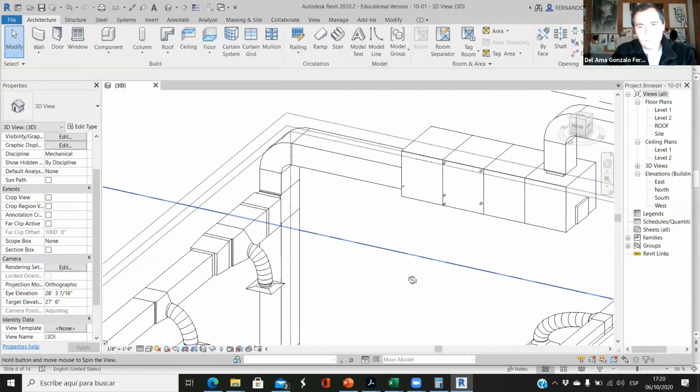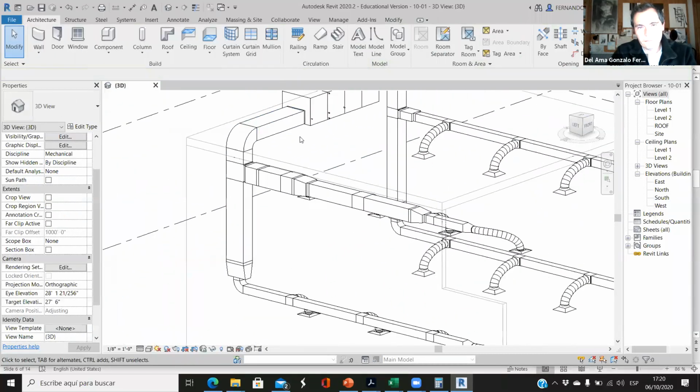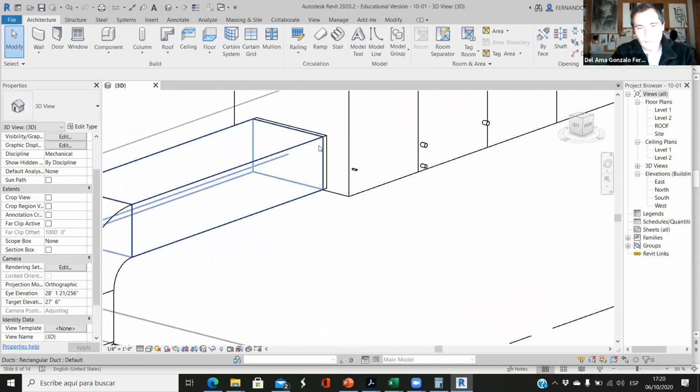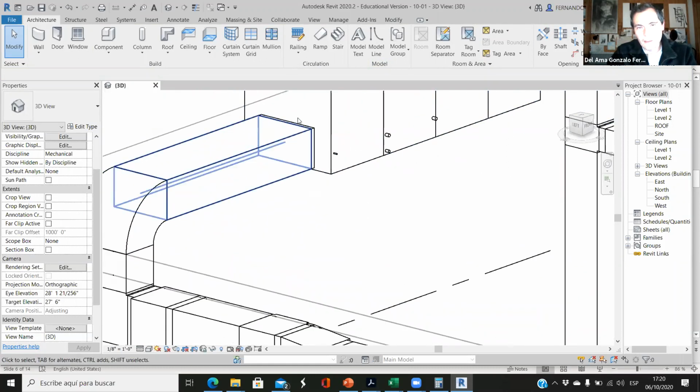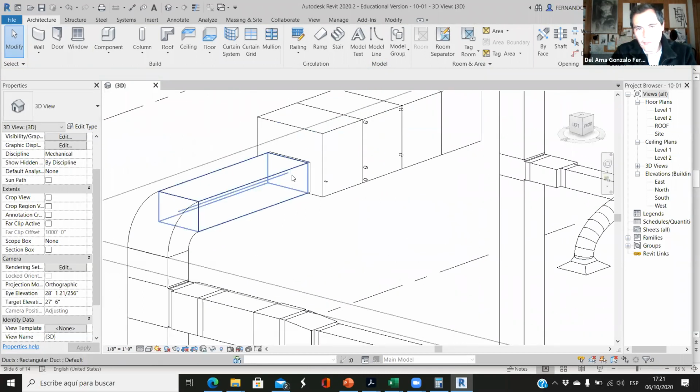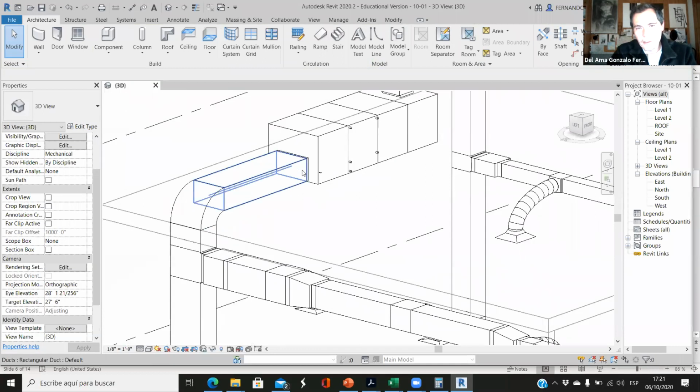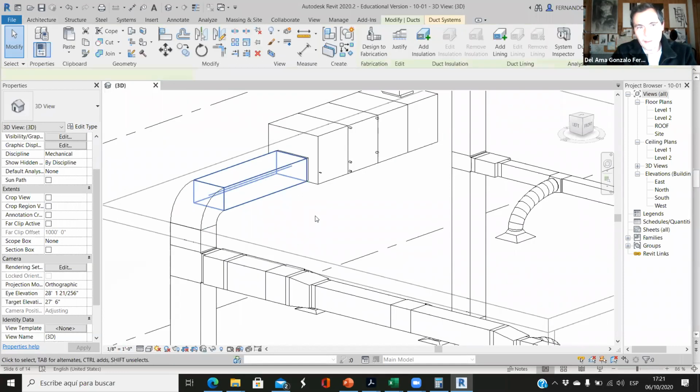There you go. Okay, so now we don't have an extra element here. We don't have a reduction because the supply outlet of this air handling unit is 33 by 20.